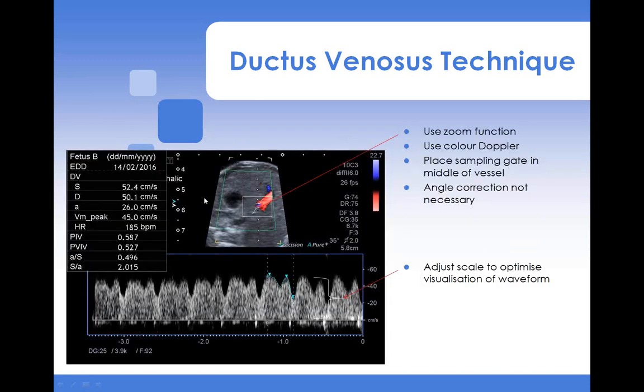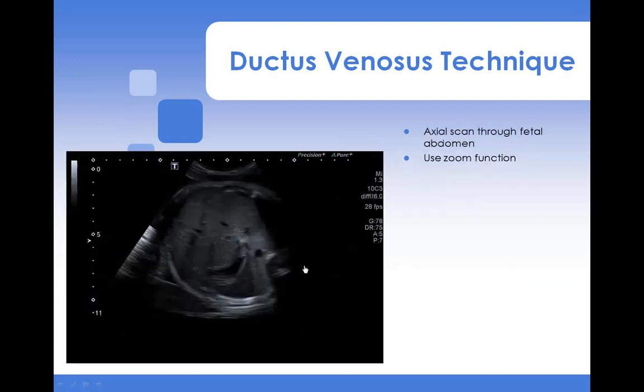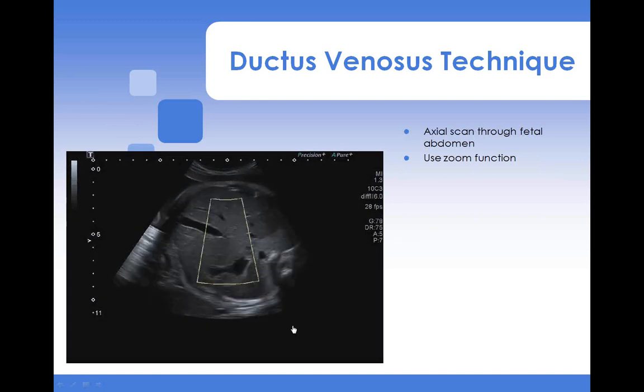So technique again, we use the zoom function to zoom in, use color Doppler to identify the ductus venosus. We place the sampling gate in the middle of the vessel, and always remember, adjust the scale to optimize visualization of the waveform. So this ductus venosus technique video is in 3 parts. So first part is scan actually through the fetal abdomen, and we use the zoom function to zoom in.